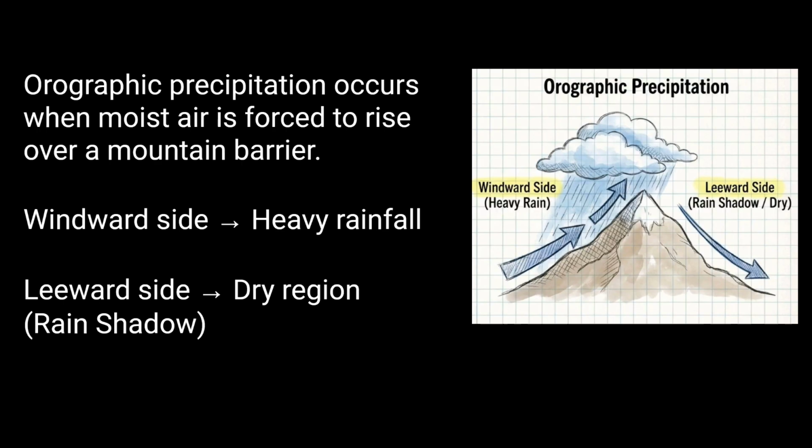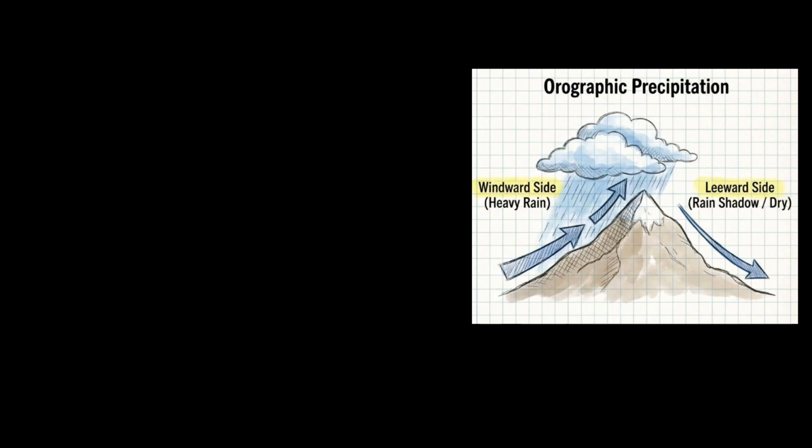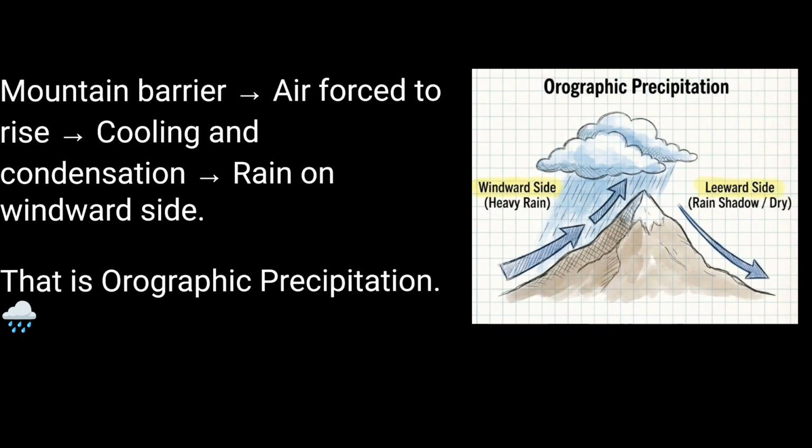Orographic precipitation occurs when moist air is forced to rise over a mountain barrier. On windward side, heavy rainfall occurs. On leeward side, less rainfall occurs. It is a dry region, rain shadow region. So remember this simple idea: mountain barrier, air forced to rise, cooling and condensation, rain on windward side. That is orographic precipitation.